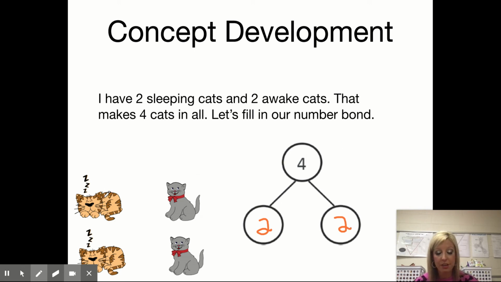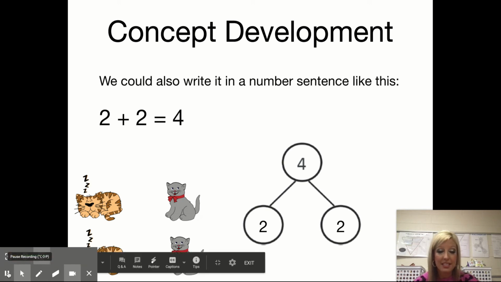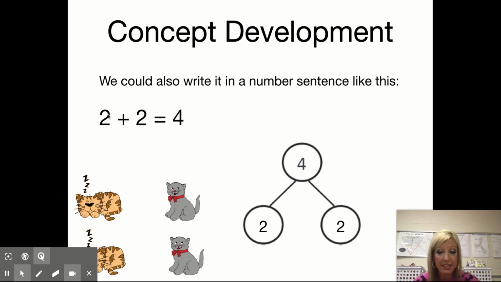Let's count them. We started with these 2. 1, 2, and 2 more, 3, 4. 2 plus 2 equals 4. See if you can write a number sentence to match your number bond on your piece of paper. Go ahead and pause the video now. Does your number sentence match mine? 2 sleepy cats plus 2 awake cats equal a total of 4 cats.